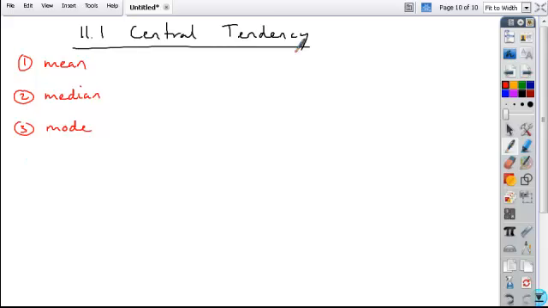In addition to that, there's two other central tendencies that you need to be aware of for this class, and that's range and standard deviation.